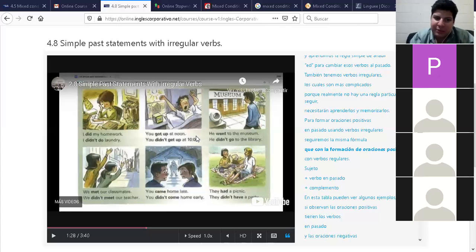Next one. Repeat after me. We met our classmates. Is it in past or in base? Past, exactly. We met our teacher. So, is "meet" in base or in past? Base. Exactly, in base. So how do you say "conocí a alguien"? Met. Very good. So, I need everybody participating, guys.